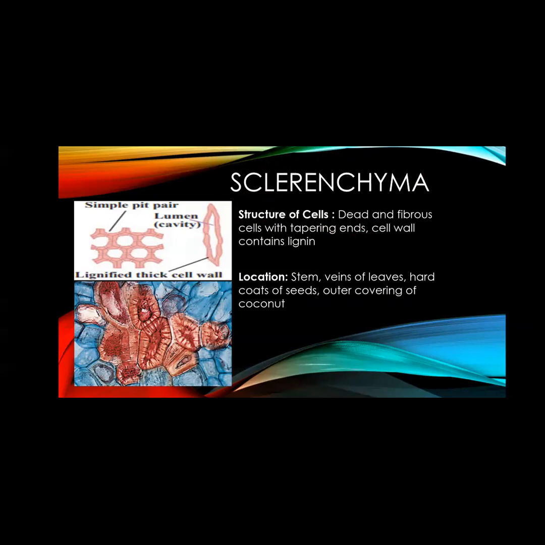Even jute, which is used for making bags and cloths, is also a Sclerenchyma fiber. Remember this. Its function is that it gives strength and rigidity to the parts of the plant.